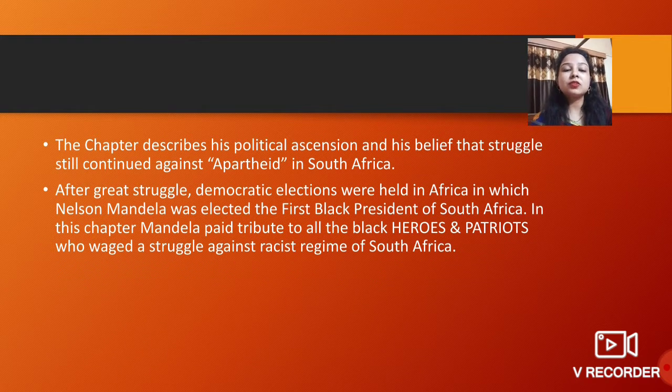The chapter describes his political ascension and his belief that the struggle still continued against apartheid in South Africa. So this particular chapter tells us about his political ascension, that is, his development, his success in politics, which has been well portrayed in this chapter, and also his belief that in spite of getting freedom, in spite of attaining democracy, they still need to fight against apartheid in South Africa.